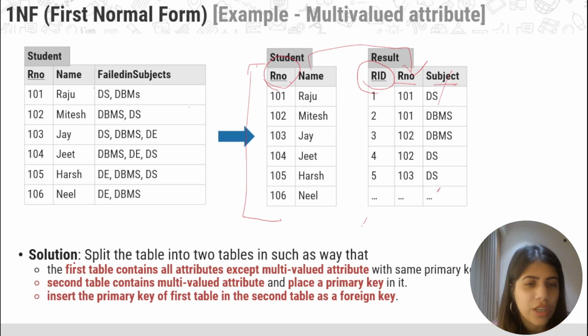So the solution is: the first table contains all the attributes except the multi-valued attribute, with the same primary key. The second table contains the multi-valued attribute and we have placed a primary key in it as the result ID. We have inserted the primary key of the first table as the foreign key in the second table. So now this is my 1NF form.